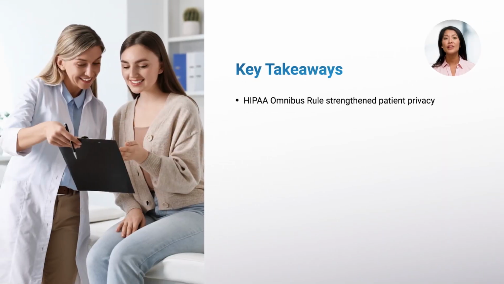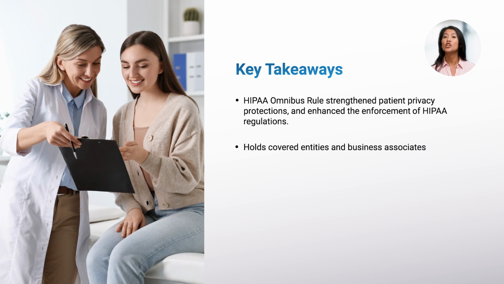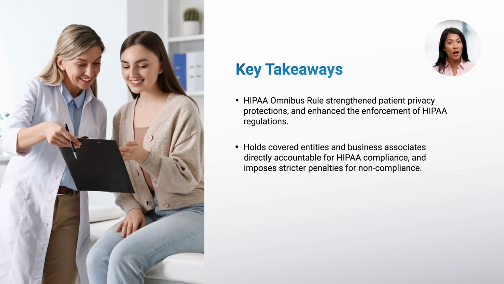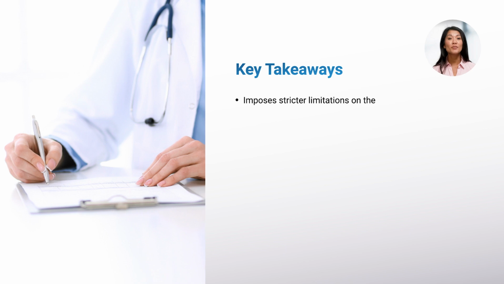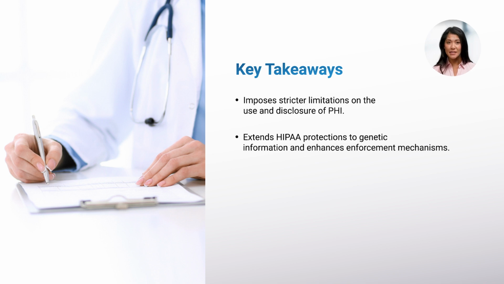First, the HIPAA Omnibus Rule is a crucial set of modifications that significantly strengthen patient privacy protections and enhance the enforcement of HIPAA regulations. It holds both covered entities and business associates directly accountable for HIPAA compliance and imposes stricter penalties for non-compliance. The rule expands patient rights regarding access to their health information and control over its disclosure. It imposes stricter limitations on the use and disclosure of PHI for marketing and fundraising purposes. The Omnibus Rule extends HIPAA protections to genetic information and enhances enforcement mechanisms to ensure greater compliance with HIPAA regulations.